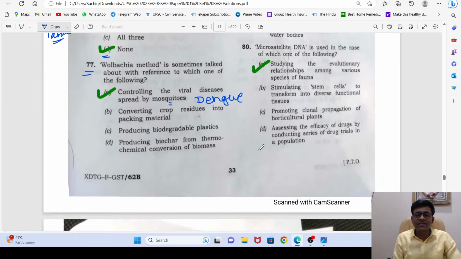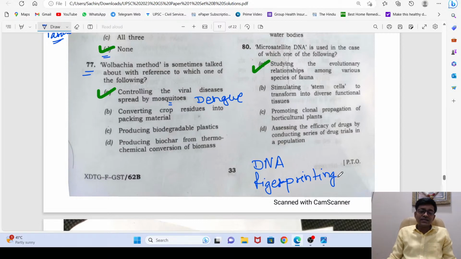Microsatellite DNA, this concept is used in DNA fingerprinting. This is also discussed in my regular classes of science and technology. So it is very easy for those who attended my science and tech classes seriously and properly. So microsatellite DNA is used in studying the evolutionary relationship among various species of fauna, because that can be done by using DNA fingerprinting.